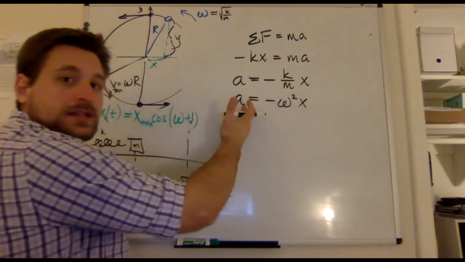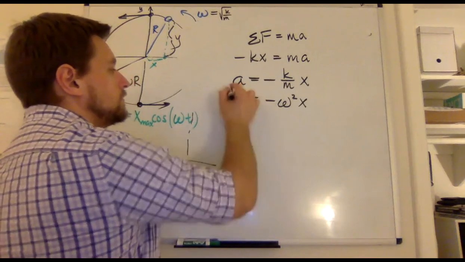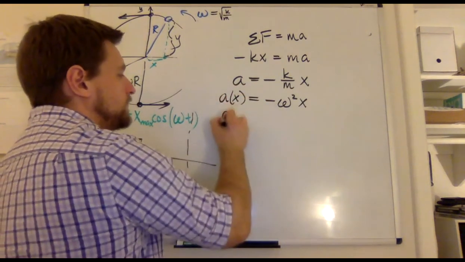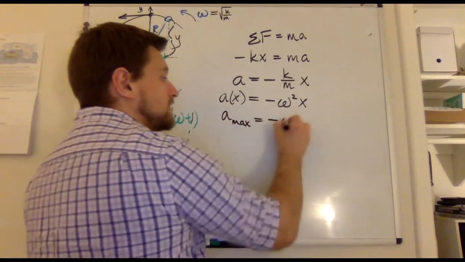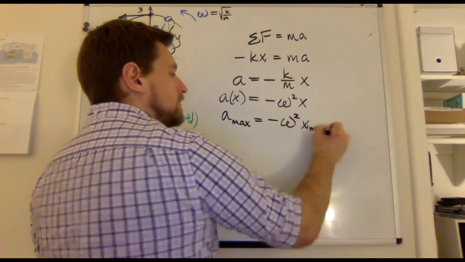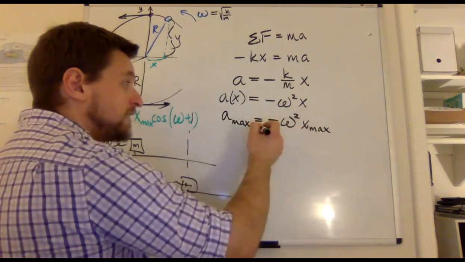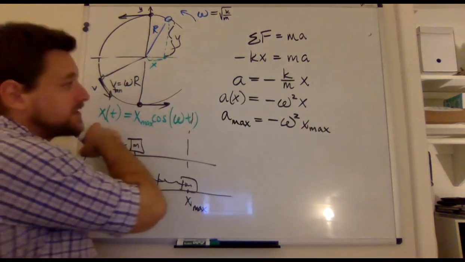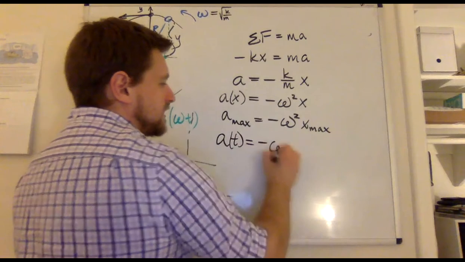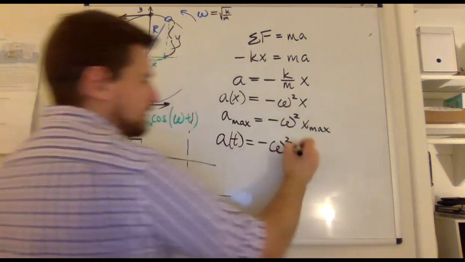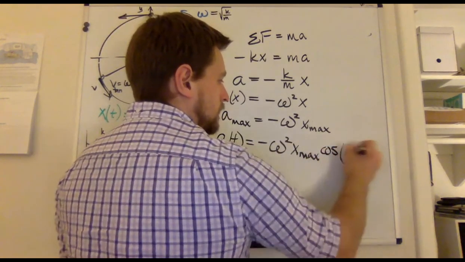So we've got an acceleration as a function of x. We'll write that, a of x. If we choose the largest possible x, we can find the maximum acceleration using x max. And if we want a function of time, we already know x as a function of time, so we can just throw that right in here. Acceleration as a function of time gets us negative omega squared x max times cosine omega t.